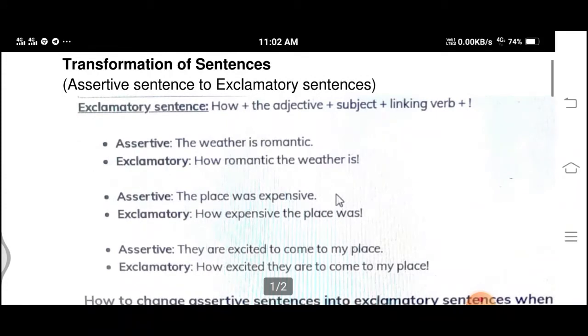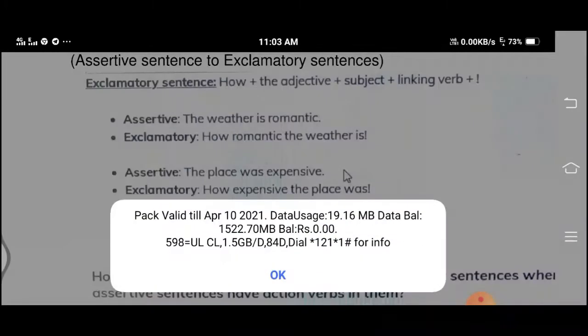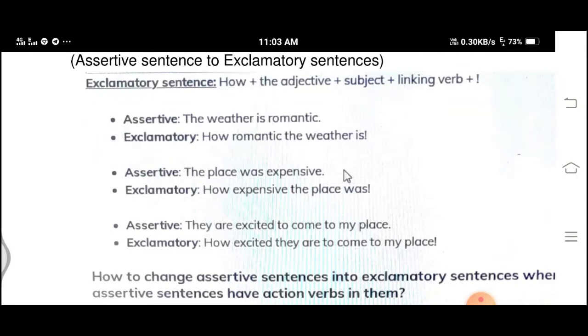At first, we have to understand what exclamatory sentences are. You know that exclamatory sentences are those that show the sudden feeling of the heart and reaction. So let us see what exclamatory sentences are. How plus the adjective plus subject plus linking verb plus exclamation mark. And this is the structure of exclamatory sentences.